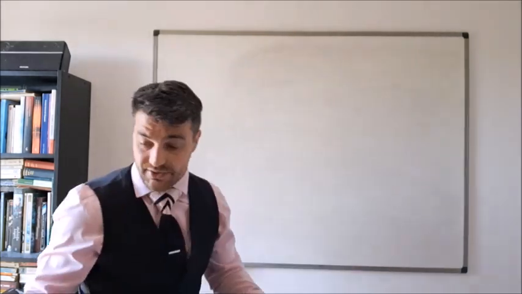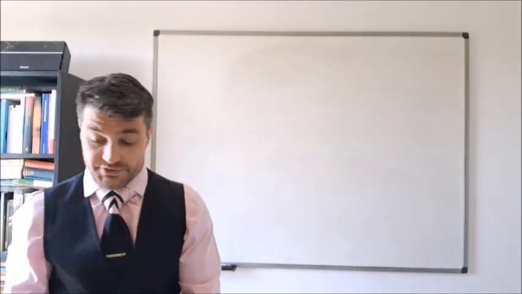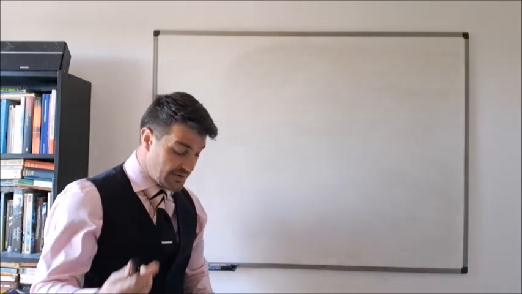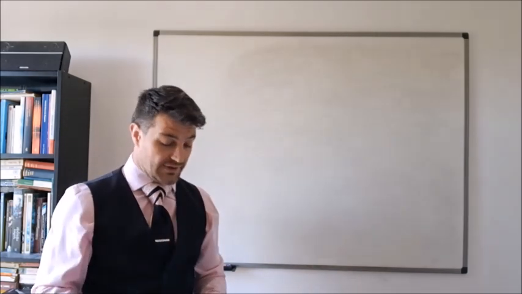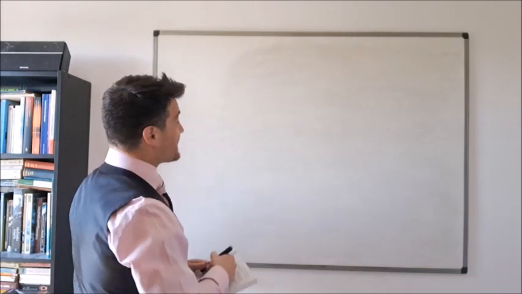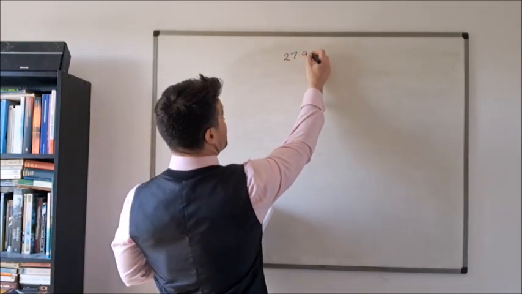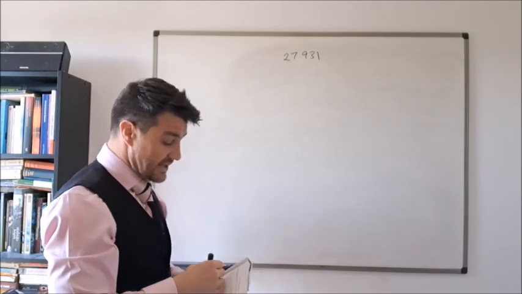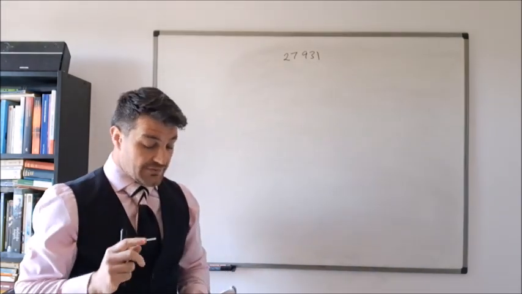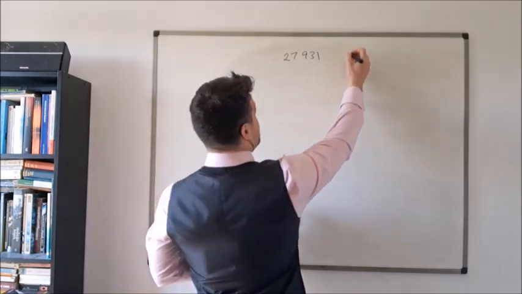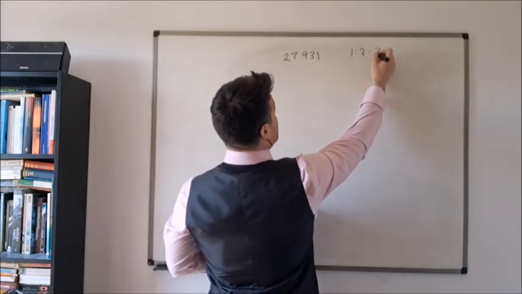So let's have a look at the next part of this problem. It's very similar in many respects, but this time we've got: find the three prime factors of 27,931, if the three factors are approximately, again approximately, in the ratio 1 to 2 to 3.